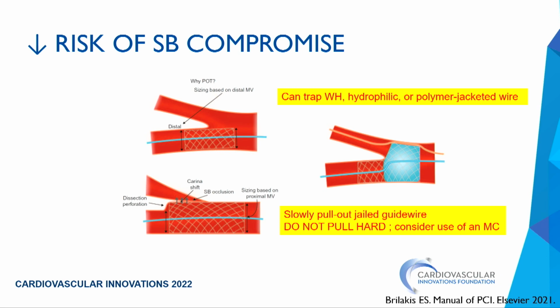Another crucial step is that once you do stent the main vessel and you are trying to remove the side branch wire, pull it out very slowly. Do not pull hard. I've seen dissections and perforations of the left main due to aggressive pulling of the side branch wire. If there is any difficulty in removing that wire, you can use a microcatheter or the wire balloon to get it all the way down next to the stent, perhaps even behind the stent. Most of the time you don't need to do that, and the wire can come out pretty easily.